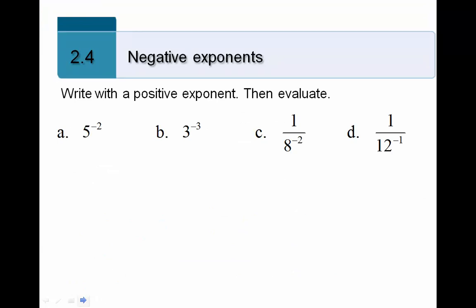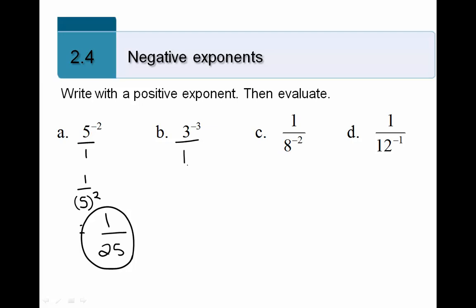So let's write these with a positive exponent and then we'll evaluate them. If we have 5 to the negative second, the reciprocal of 5 will be 1 over 5. That makes your exponent positive. So we have 1 over 5 squared, which is 1 over 25. 3 to the negative third, the reciprocal of 3 is 1 over 3. That's forcing the 3 to the denominator, making our exponent positive. 3 cubed, 3 times 3 times 3, is 27.